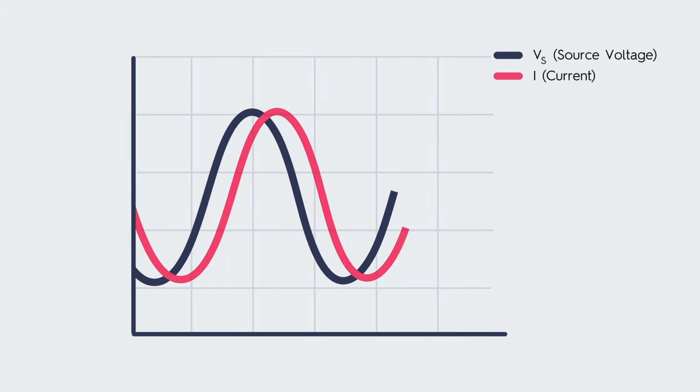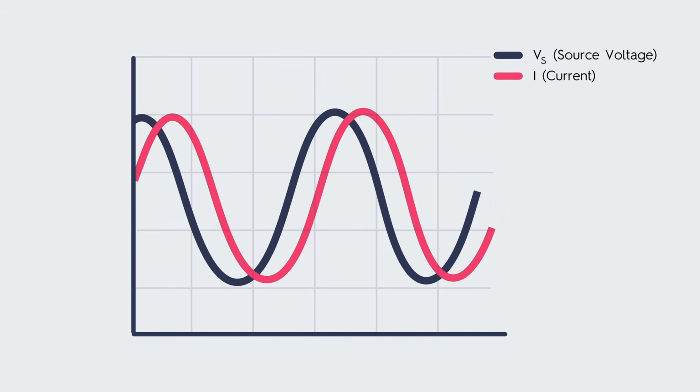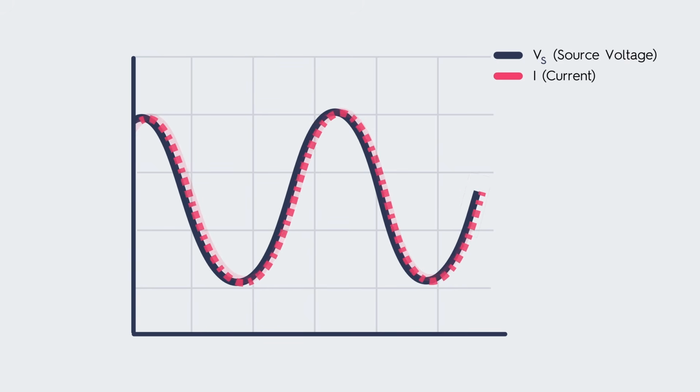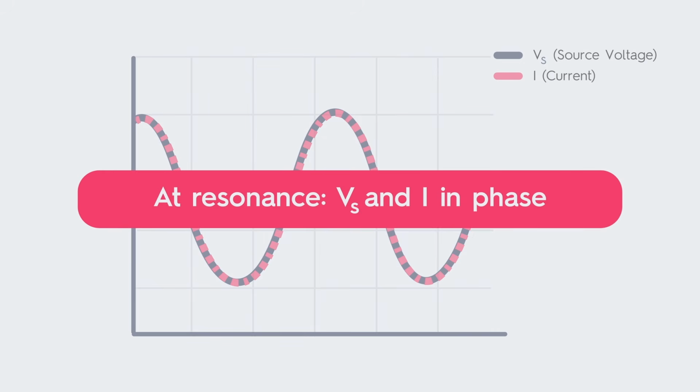Resonance also affects how voltage and current line up in time. At resonance, the inductive and capacitive effects cancel, so the impedance is essentially just R. That means the current and the source voltage are in phase. Their peaks happen at the same time.